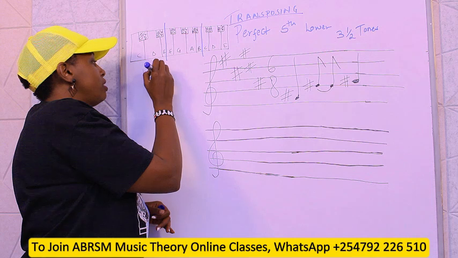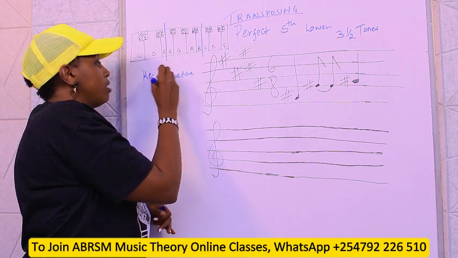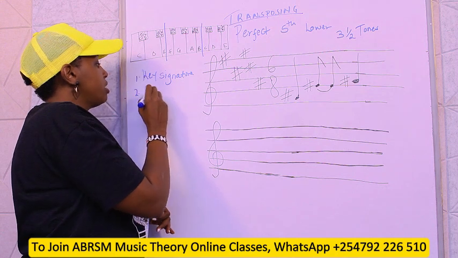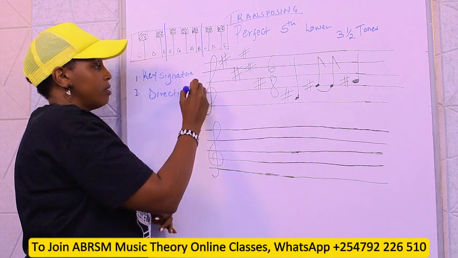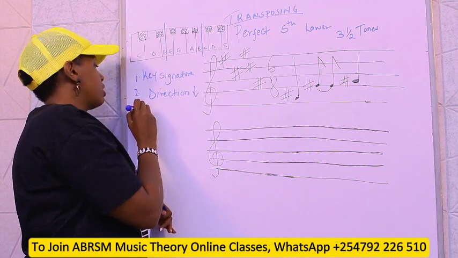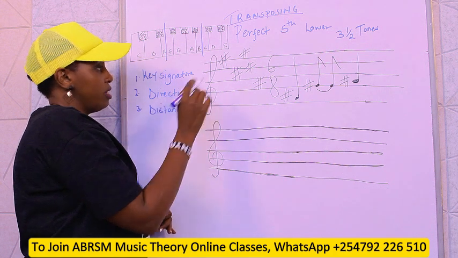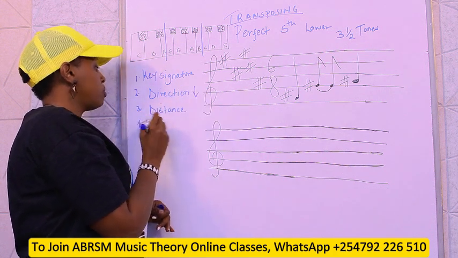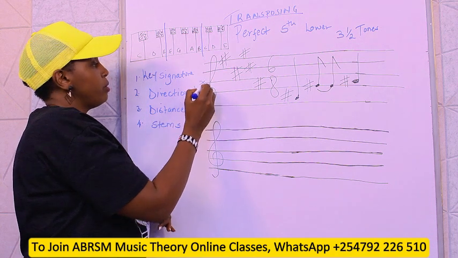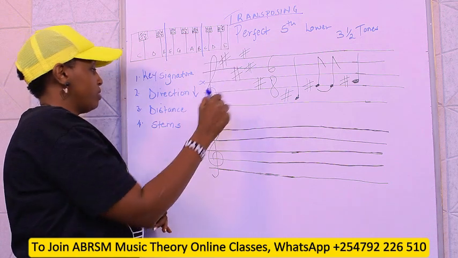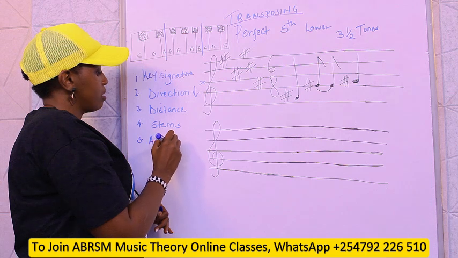First, our rule is know the key signature that you're working with. Then the other thing you're supposed to know is the direction you're supposed to be going. Yeah, we're going down. Then you're supposed to know the distance you're taking. You're going a fifth. Then you're supposed to know where the stems are supposed to face, because if you make a mistake and you're below here and the stem is going down, then you will be wrong. Then check about the accidentals.